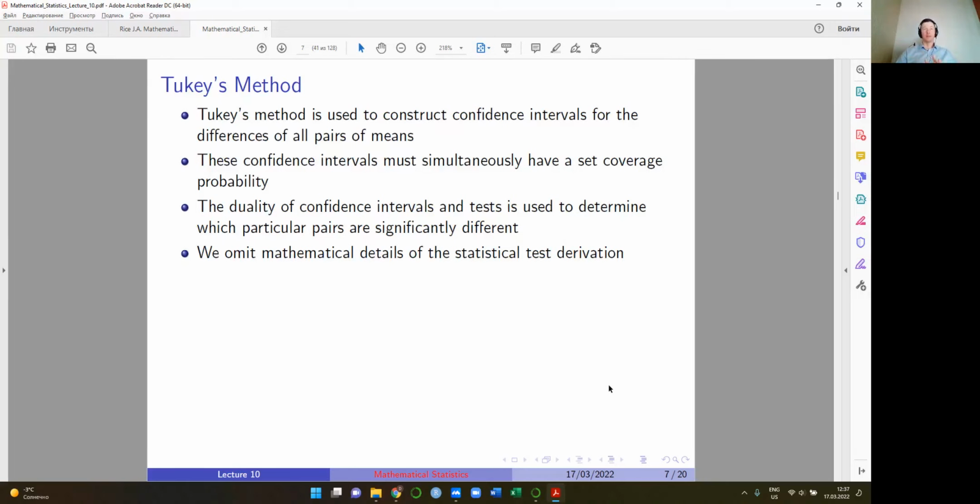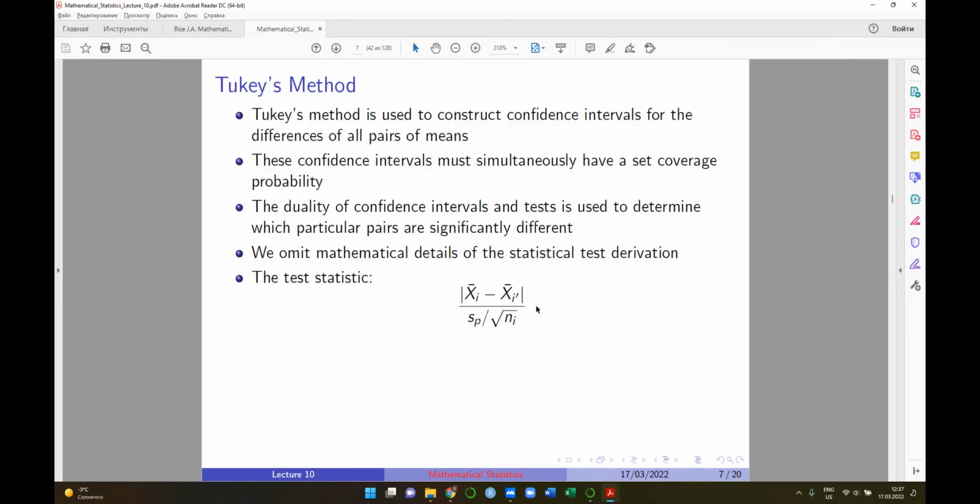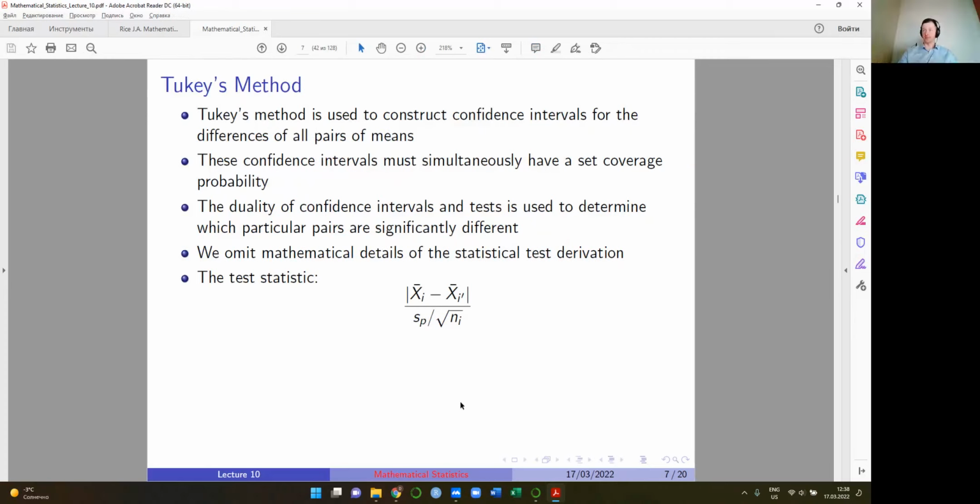So, as I said, I omit all the mathematical details, how we derive those confidence intervals, how we derive the statistical test, only the most important things, how you can operate with this method. So here is a test statistic. You see, it looks very similar to what? It looks similar to t-statistic, yes. The only difference is that in the numerator we have absolute value, and in the denominator we have this ni.